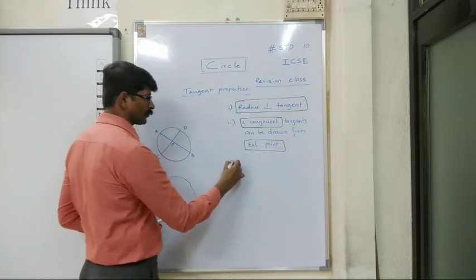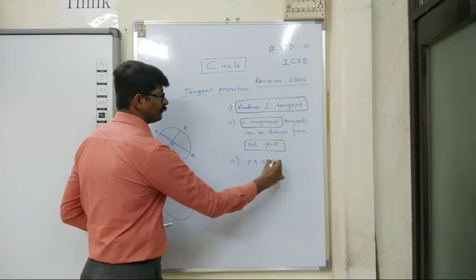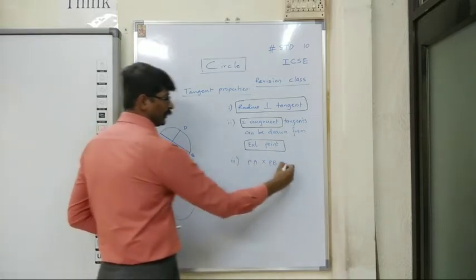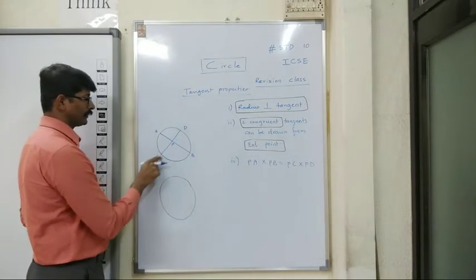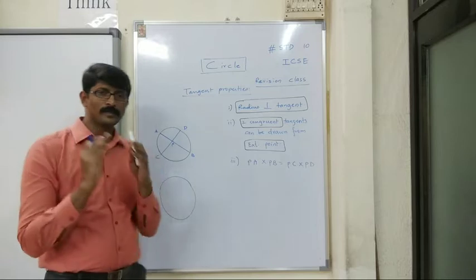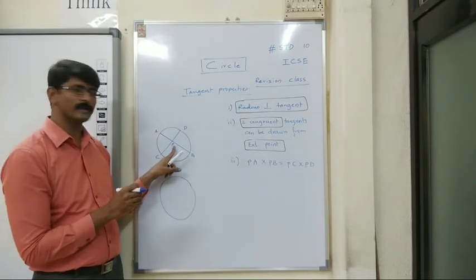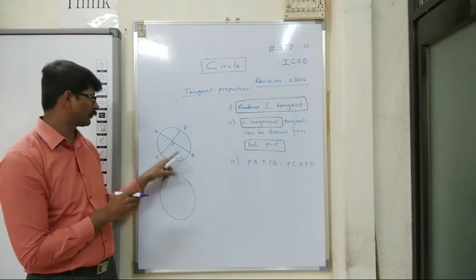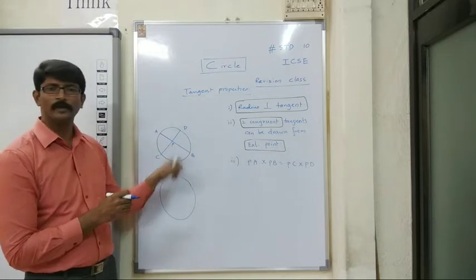So what is the third property? PA into PB is equal to PC into PD. So always, student, remember that, come to that point of intersection and then go from one corner to the corner of that particular chord. So PA into PB is equal to PC into PD.